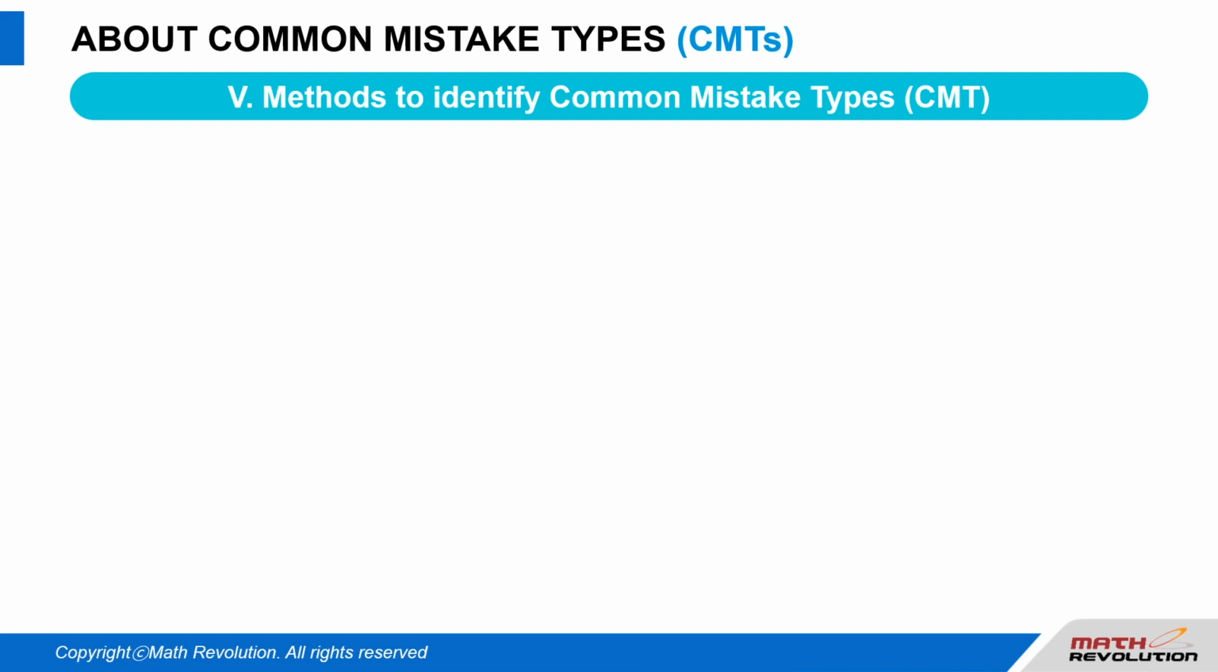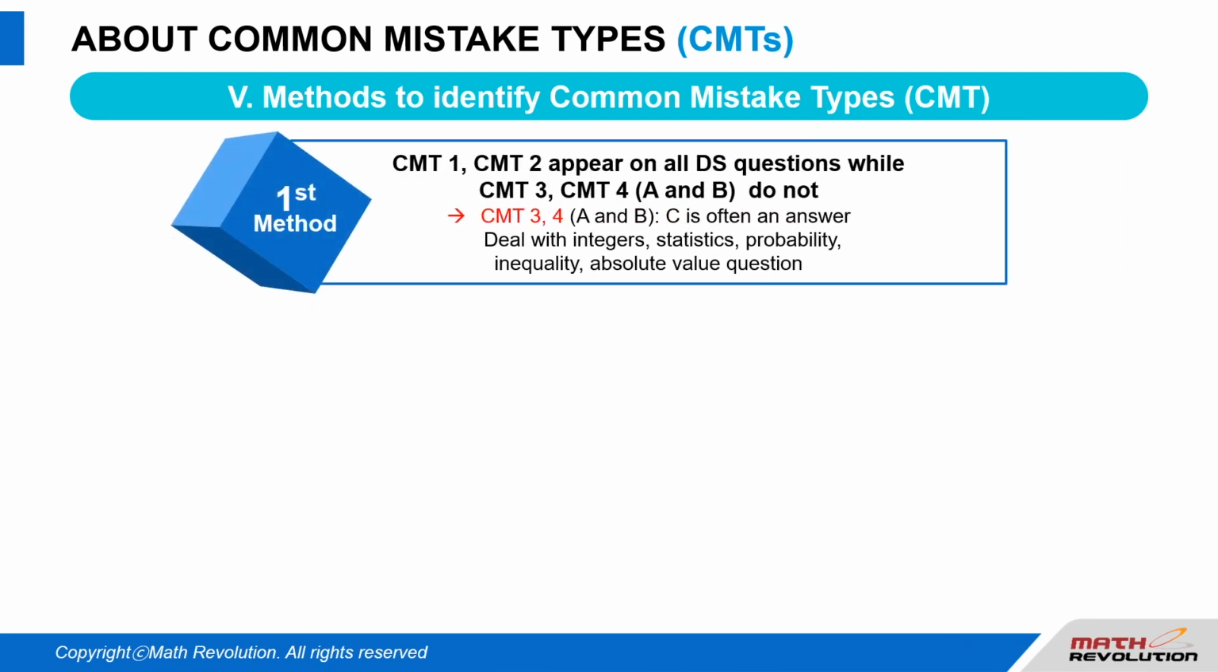5. Methods to identify common mistake types, CMT. The first method is to understand that CMT 1 and CMT 2 appear on all DS questions. CMT 3 and CMT 4A and B, on the other hand, appear because of the relationships and often give us C as an answer when the variable approach is applied.